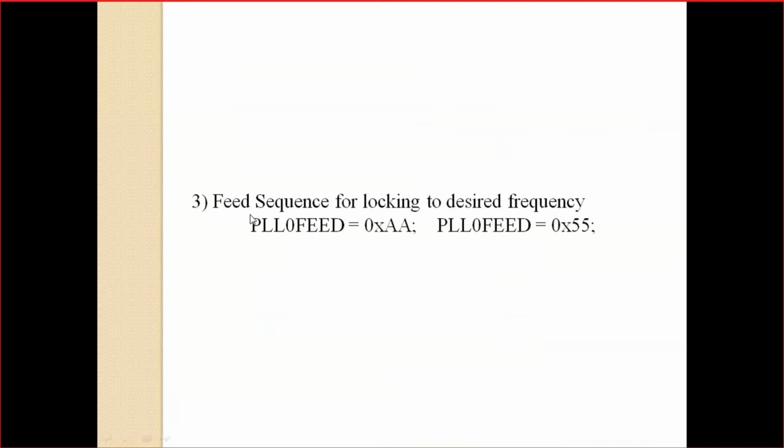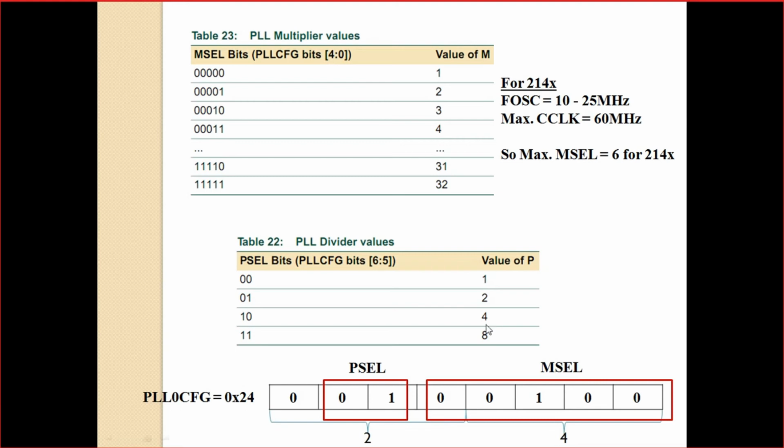So next step is you need to give something known as feed sequence. Feed sequence is used for protecting the PLL configuration, right? Because once you have configured this M cell and P cell value, your PLL will be affected. That means the whole CPU and the peripherals will be affected, right? So by mistake, if you are making some changes in P value and M value, what will happen?